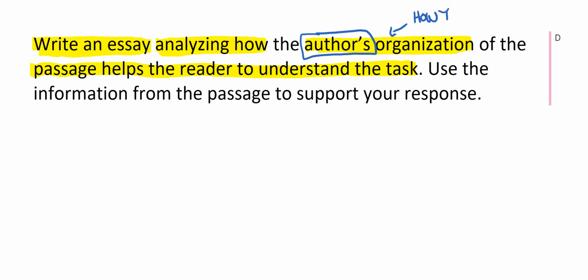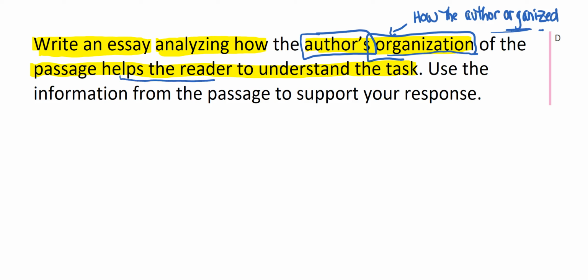Author, how the author organized the passage. There are all kinds of ways authors can organize things. They can give you little headings, they can have paragraphs, they can give you little pictures, they can indent, they can make letters really big, they can put color in there. All kinds of ways they can organize the text to make it easier to help you understand it. But we've got to make sure we get both parts. There are two parts in there: how the author organized it, or what he did, and then how that helps the reader to understand the task.